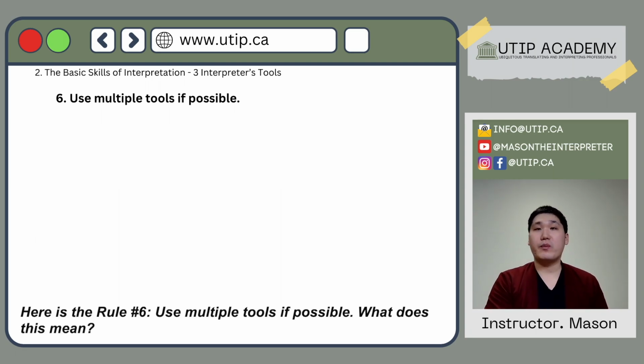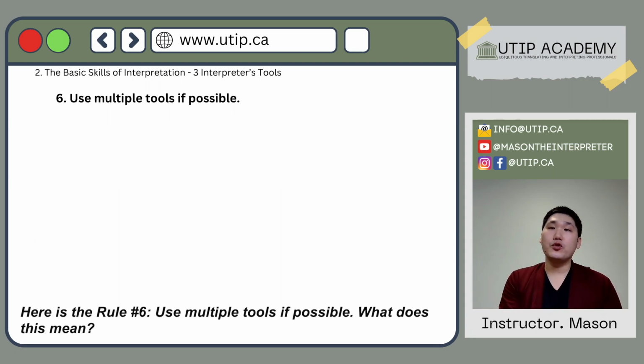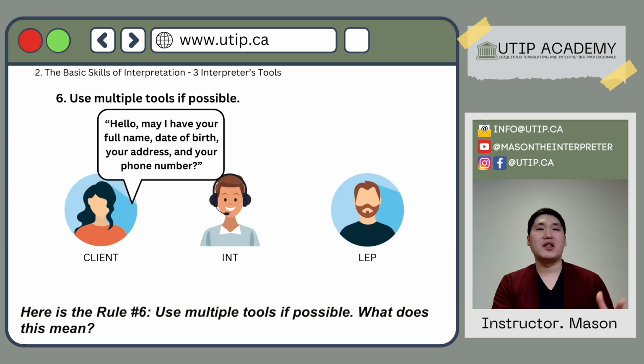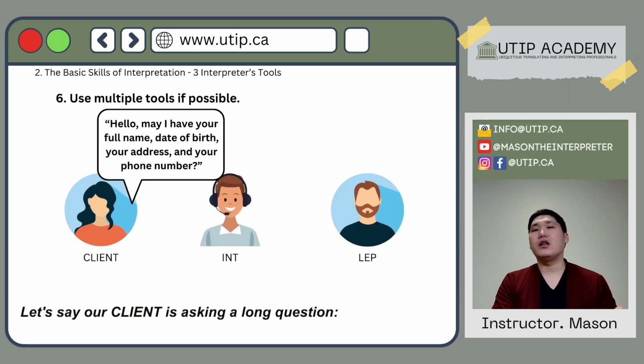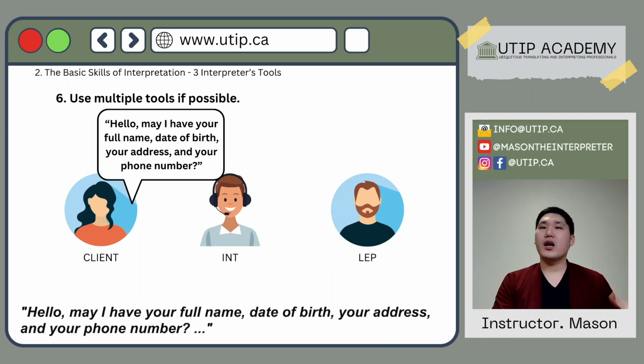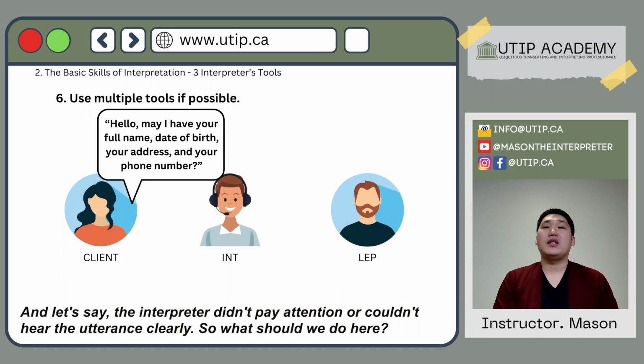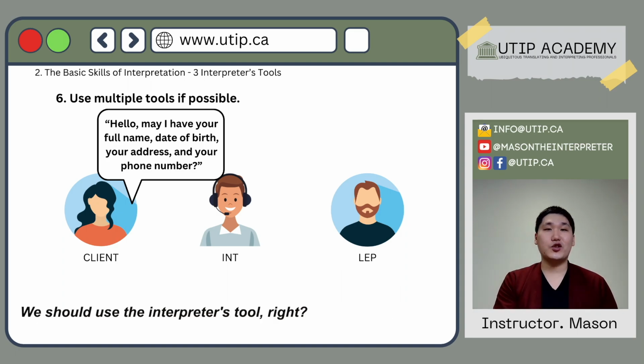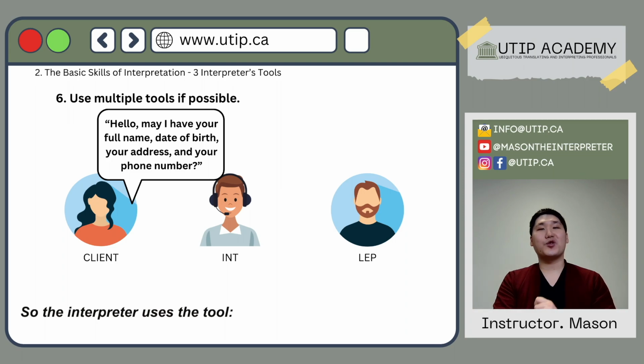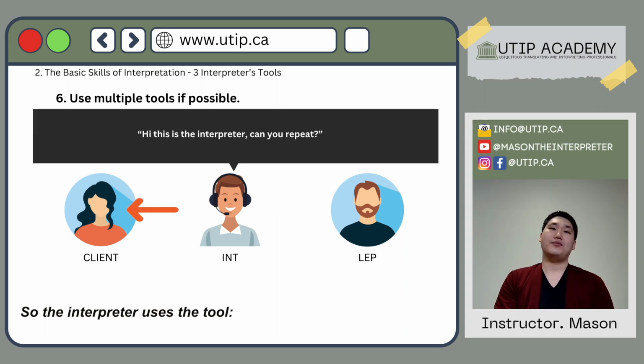Here is the rule number 6. Use multiple tools if possible. What does this mean? Let's say our client is asking a long question. Hello, may I have your full name, date of birth, your address, and your phone number, blah, blah, blah. And let's say the interpreter didn't pay attention or couldn't hear the utterance clearly. So what should we do here? We should use the interpreter's tool, right? So the interpreter uses the tool. Hi, interpreter speaking. Can you repeat?